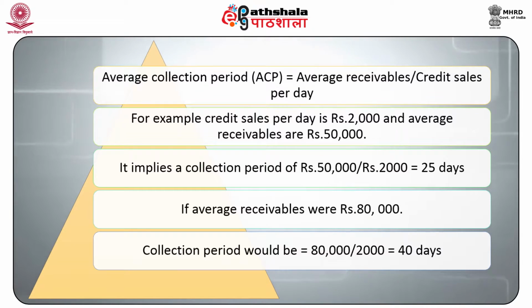Average collection period (ACP) is equal to average receivables over credit sales per day. For example, credit sales per day is rupees 2000 and average receivables are 50,000. This implies a collection period of 50,000 divided by 2000, equal to 25 days. If average receivables are 80,000, then the collection period would be 80,000 divided by 2000, which is equal to 40 days.